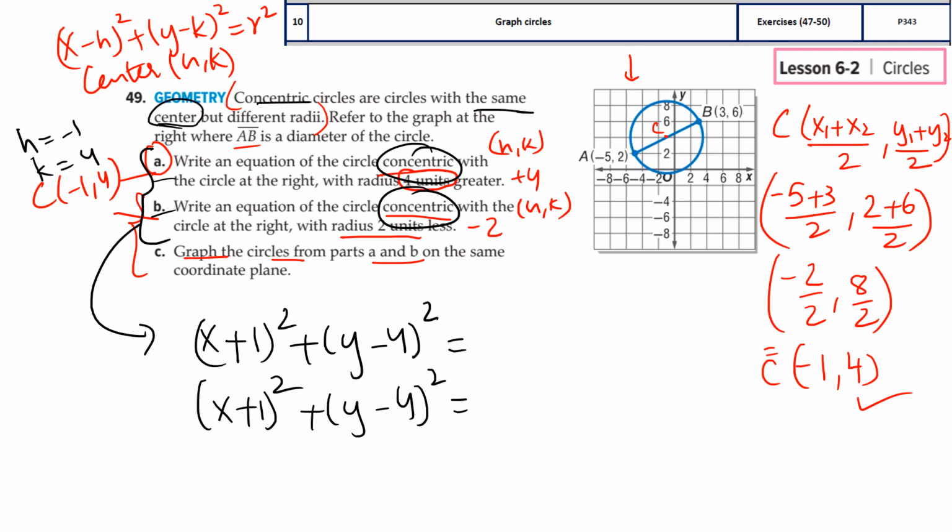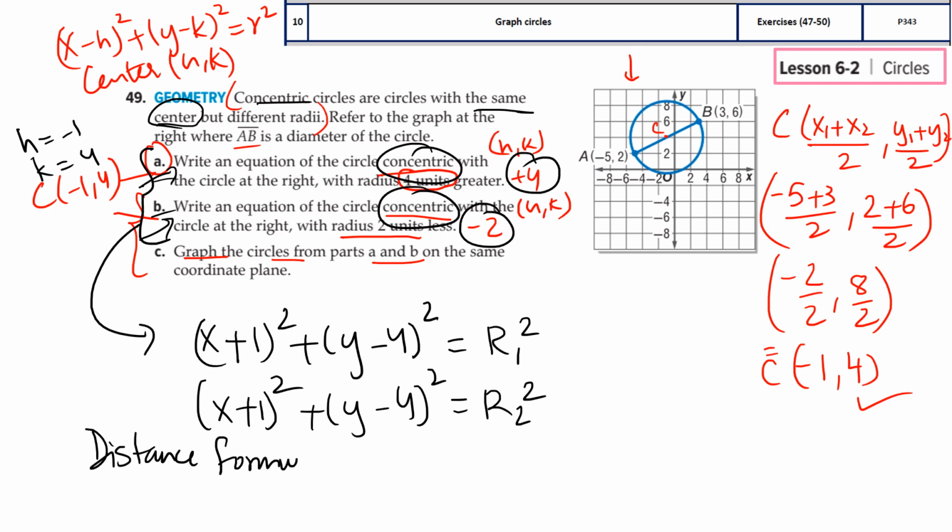What will change? The radius. So for example, R1 is the radius for the first, R2 is the second one. So let's find the radius of this blue circle which is given, and then we can just add 4 for the first circle and subtract 2 for the second circle radius. Okay, so for radius I need the length or the distance, and then I have to divide it by 2. So let's calculate using the distance formula.